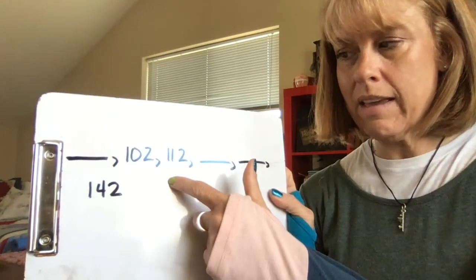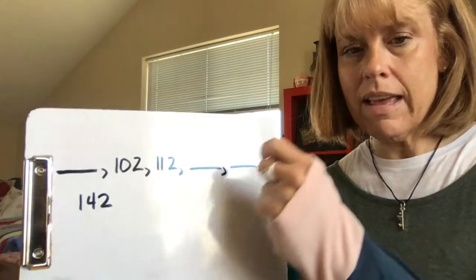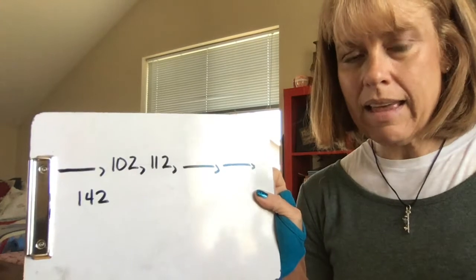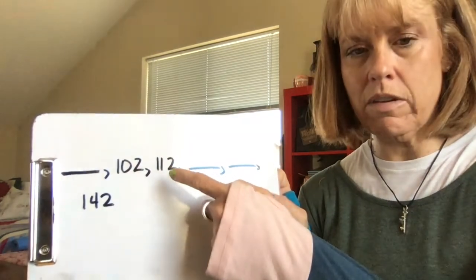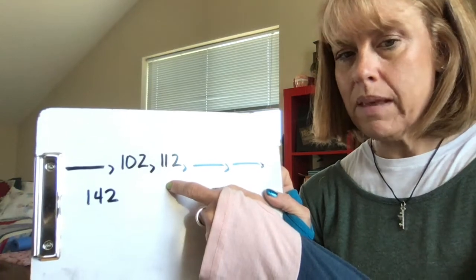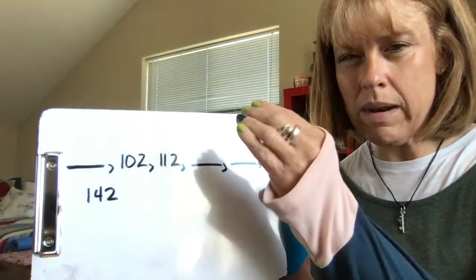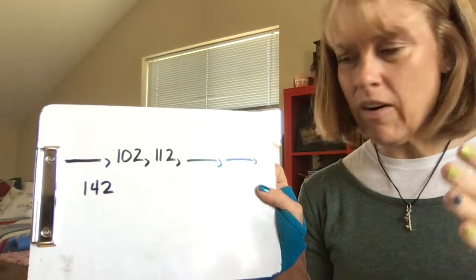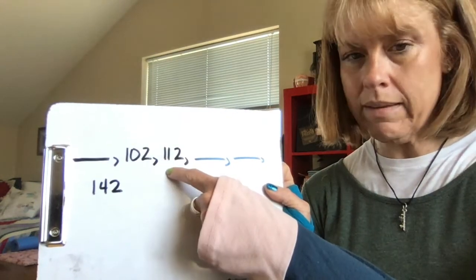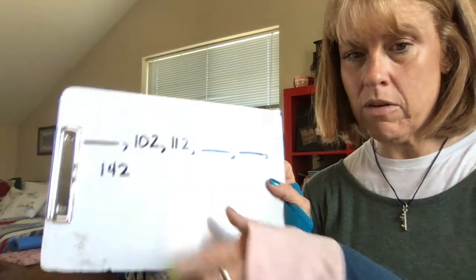The first thing we are going to need to figure out is what we are counting by, and how we are going to figure out the difference between 102 and 112. Some of you probably can look at that and know what it is. That's great. Some of us aren't there yet, and we need to figure out how do we know the difference between 102 and 112.